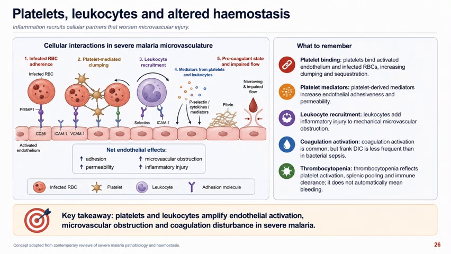However, frank disseminated intravascular coagulation is less common than in bacterial sepsis. Likewise, thrombocytopenia is common but does not automatically mean that the child is bleeding. Think about activation, splenic pooling, consumption, and immune clearance. So the best answer to any question around this is to link platelets and leukocytes to endothelial activation, microvascular obstruction, and disturbed homeostasis.